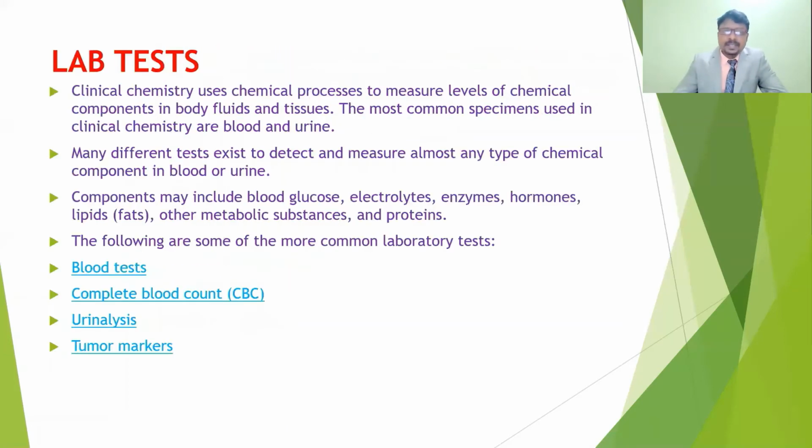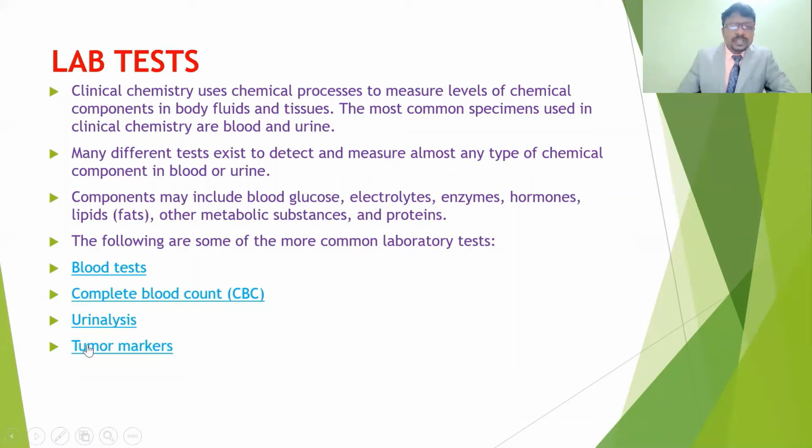If you look at the lab tests, they use chemical processes to measure the level of chemical components in body fluids and tissues. The common specimens used in clinical chemistry are blood and urine. If any abnormalities or toxins develop in our body fluids, we can commonly find them in the urine and blood, including materials related to cancer. If you do urine analysis and blood analysis, abnormal cell development and growth are easily found.